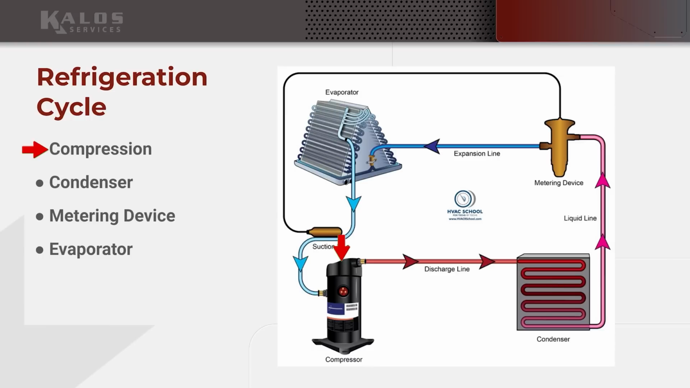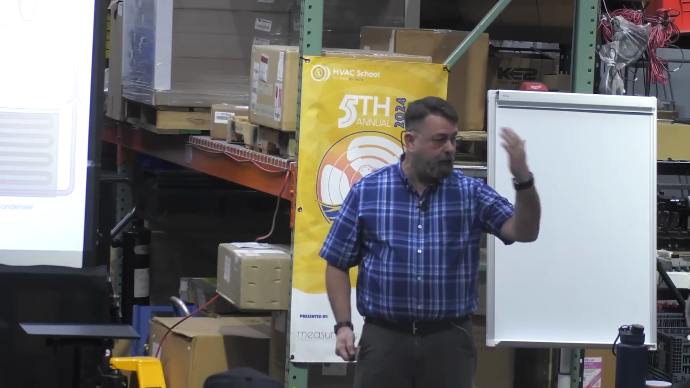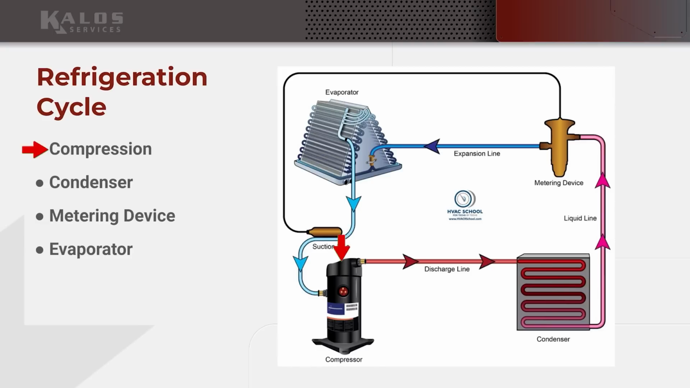So I've got my compression. I'm going to discharge out of my compression as a hot gas, right? It's going to be a superheated hot gas. It's above its condensing. We've added a little extra heat there. That's my heat of compression from my compressor.